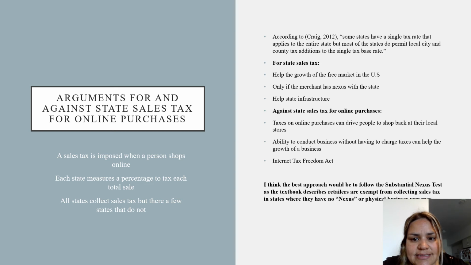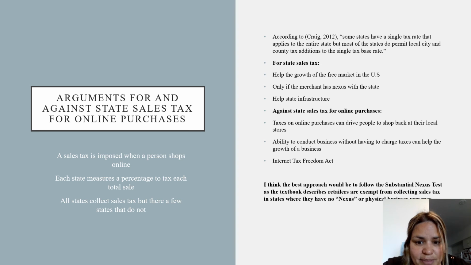And then against state sales tax for online purchases, I added that taxing online purchases can drive people to shop back at their local stores. The other argument against would be that the ability to conduct business without having to charge taxes can help the growth of a business. And then the Internet Tax Freedom Act.